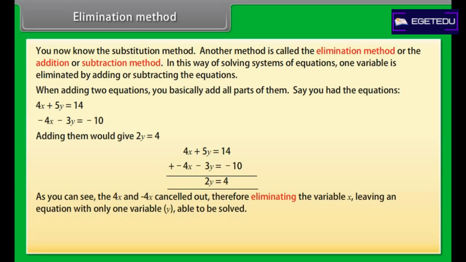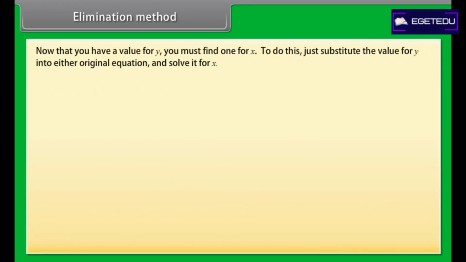Say you had the equations 4x plus 5y is equal to 14, and minus 4x minus 3y is equal to minus 10. Adding them would give 2y is equal to 4. As you can see, the 4x and minus 4x cancelled out, therefore eliminating the variable x, leaving an equation with only one variable, y, able to be solved. 2y is equal to 4. y is equal to 2.